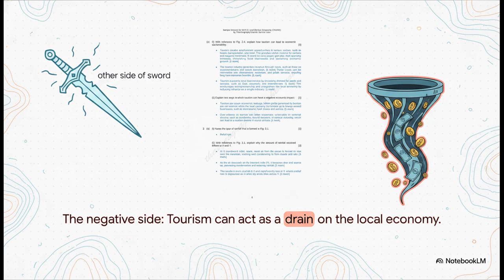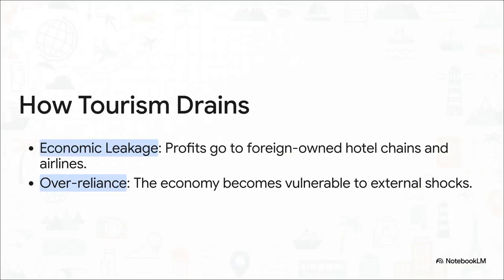But of course, we have to look at the other side of that sword. This is the crucial part for a balanced answer. It seems weird, right? How can an industry that brings in mountains of cash actually end up draining an economy? Let's break it down. There are two really important terms you have to know here: economic leakage and over-reliance.